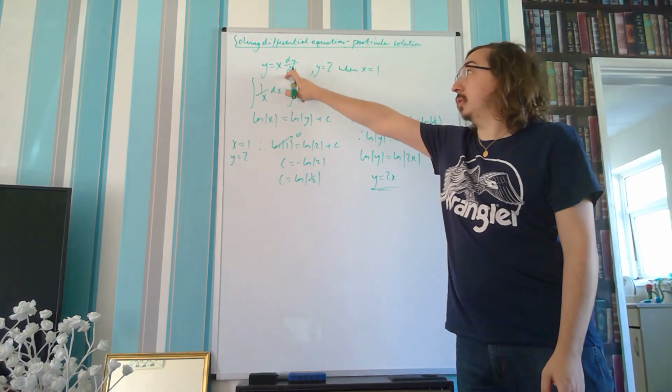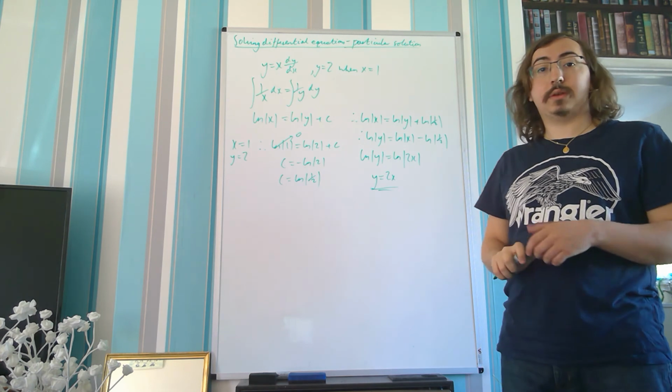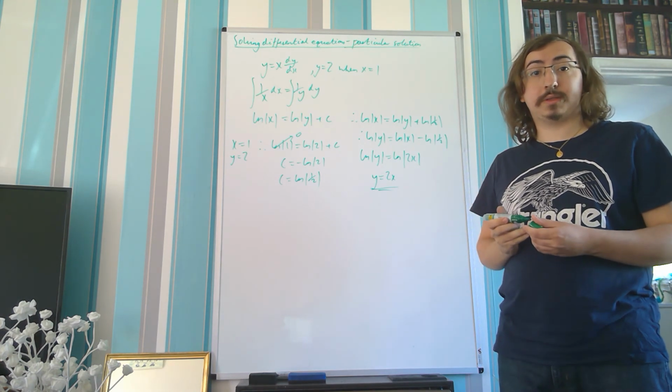So from this differential equation, at these particular two values here, we generate an equation of a straight line that passes through the origin.